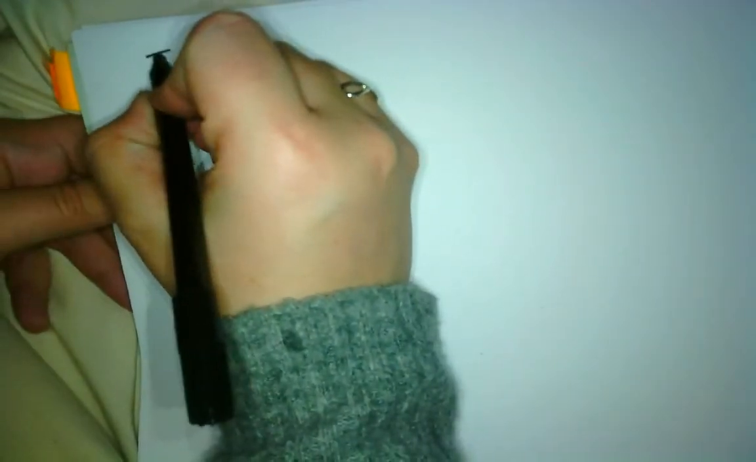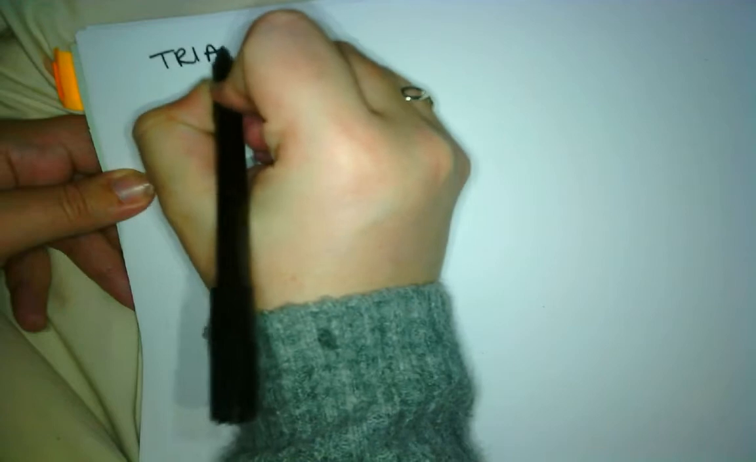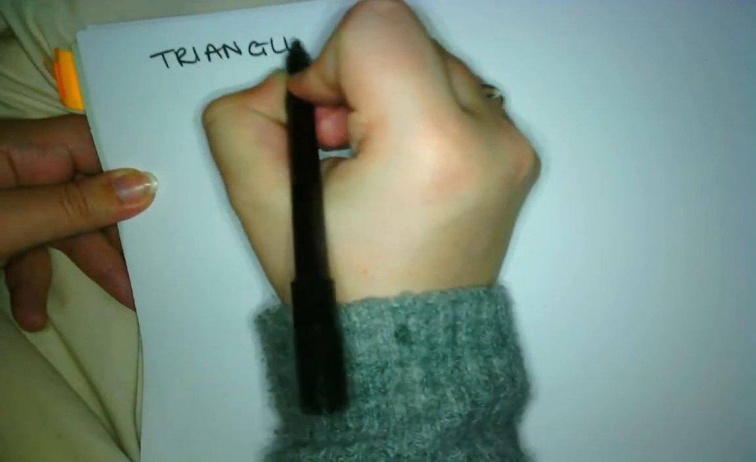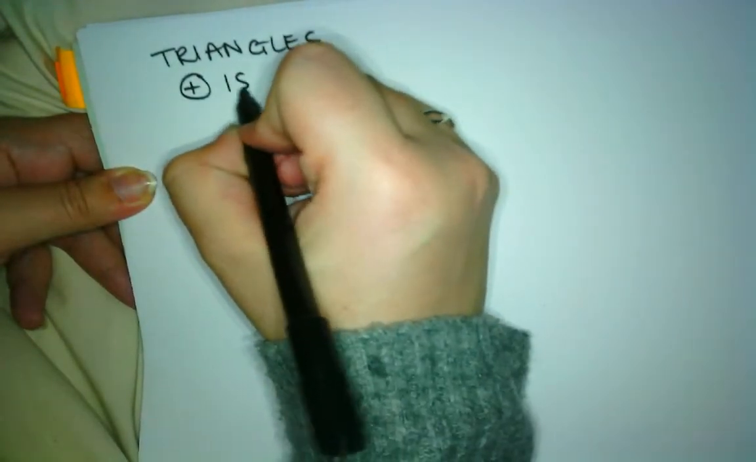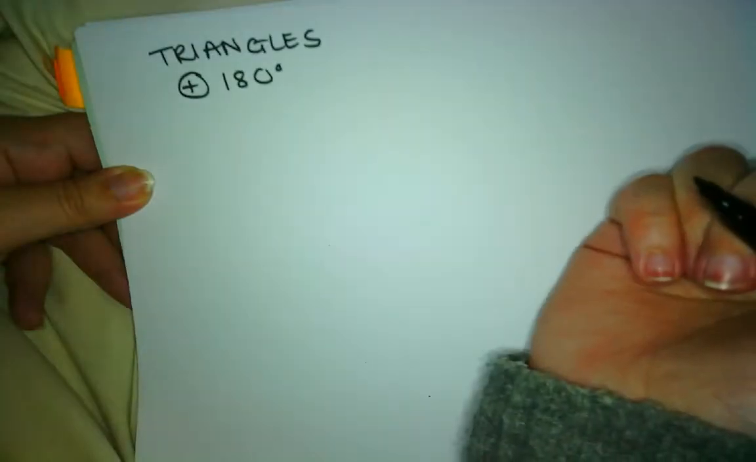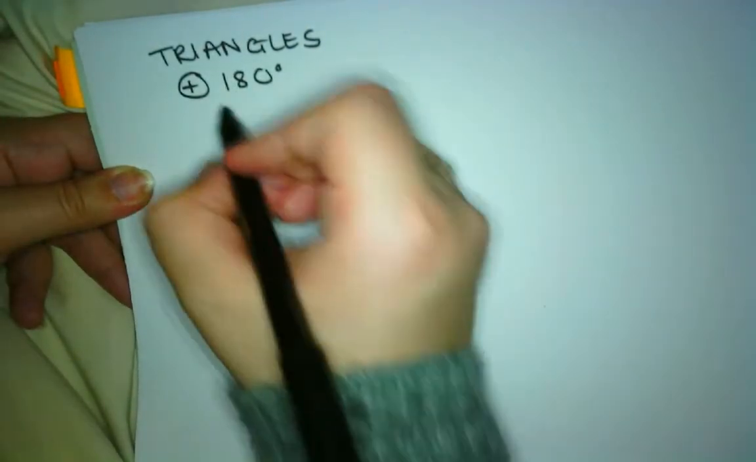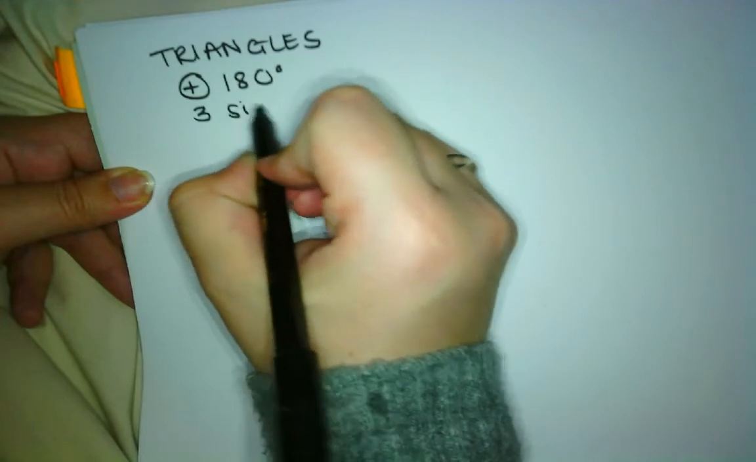Okay, so in the investigations it actually tells you, but what I'm going to do is tell you from me, just a shortened version. So let's start off with the triangles. Triangles, the inside angles always add up to 180 degrees. Something else that you need to remember, they have 3 sides.